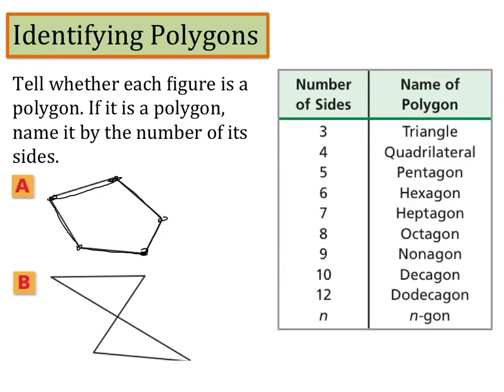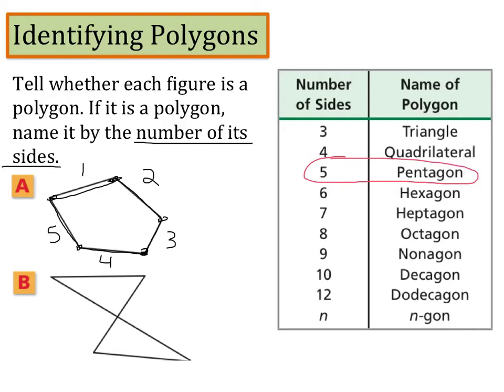Now to tell what type of polygon it is, we name it by the number of sides. So we look at our graph here, we count the sides, 1, 2, 3, 4, 5. It's 5 sides. So we call this polygon a pentagon.